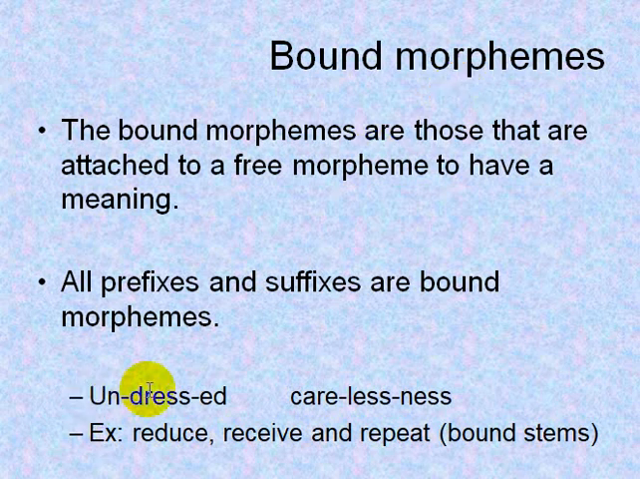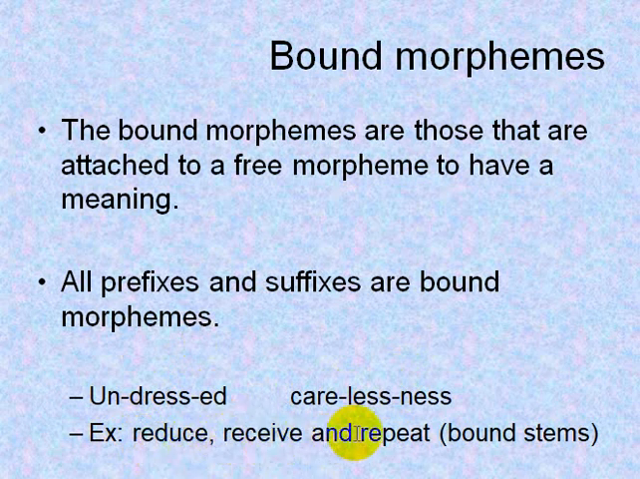Now here are the examples. For example, undressed. This un is the prefix. Dress is the stem or base of the word, and ed is the inflectional suffix. Now carelessness, of course, care is the base, less and ness are the suffixes, which are bound to the free morpheme. So here dress is the free morpheme, un and ed are the bound morphemes. Care is the free morpheme, less and ness are the bound morphemes.